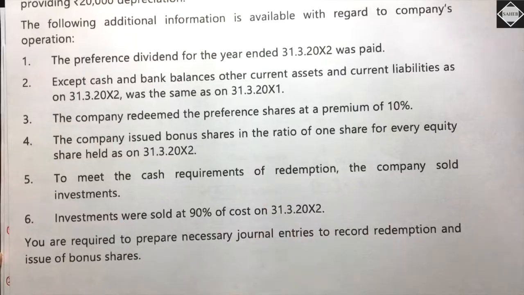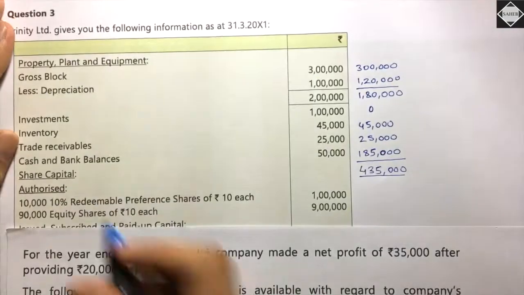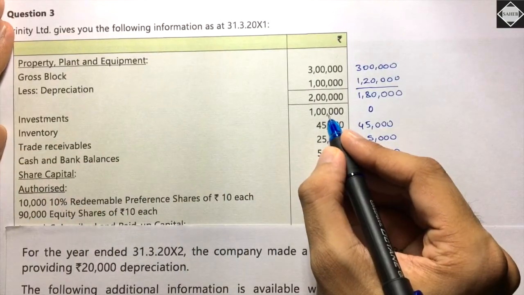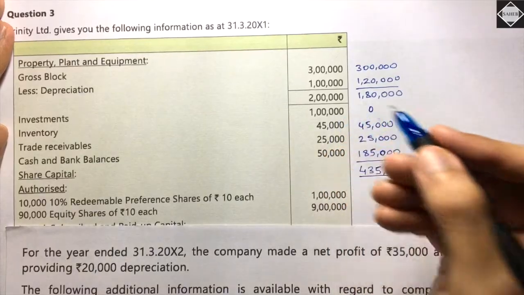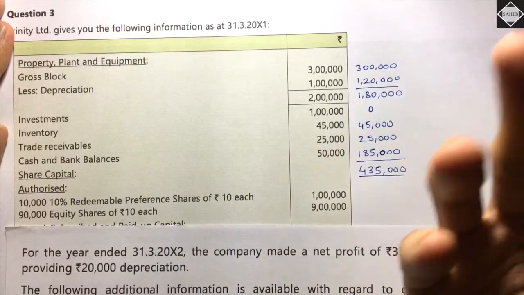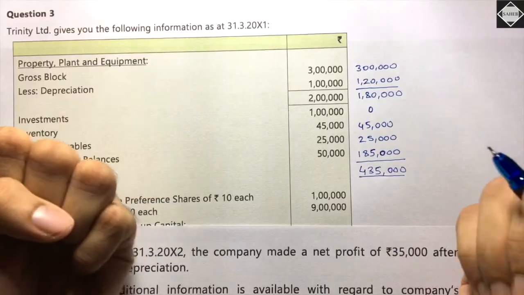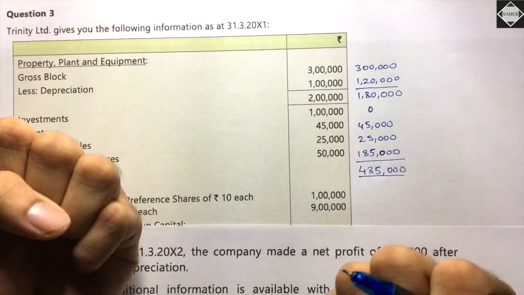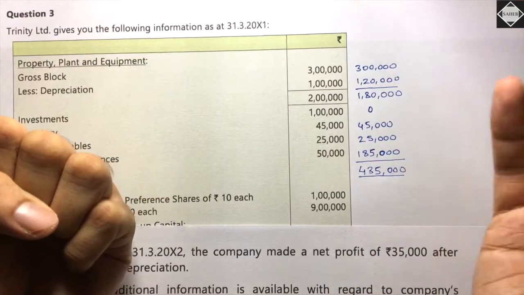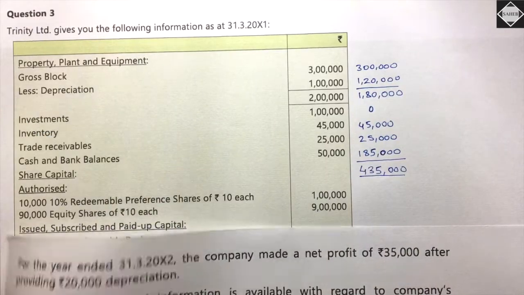What was the cost of investment? You all know, we have seen this. Investment cost was 1 lakh. You have sold at 90% of cost, which means you have sold at 90,000. You have received 90,000, but the investments have gone, and the cost of investment was 1 lakh. So what's the loss? 10,000, isn't it? So that journal entry you have to pass.